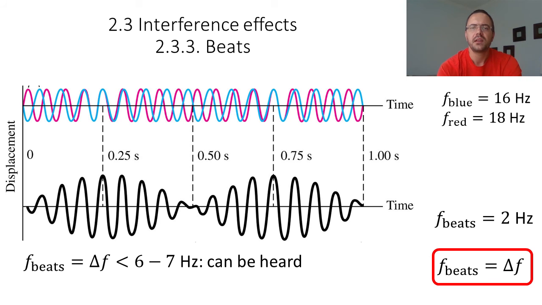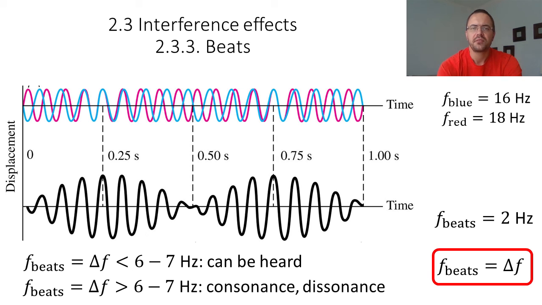Usually, you can hear a beat frequency when the two waves have frequencies that differ by 6 or 7 Hz. And when the frequency difference is larger than 6 or 7 Hz, then we cannot hear the beats. And this sounds more like a consonance or a dissonance. Right? The beats are still there, but they are too fast for our ear to distinguish them.